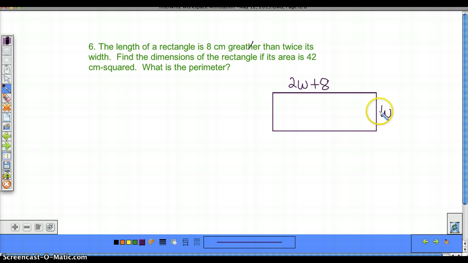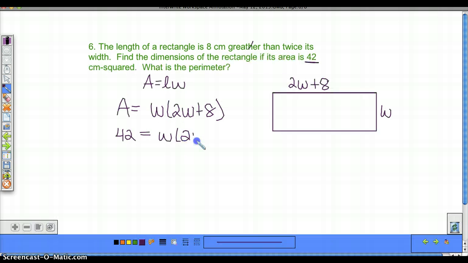So when we set up area, before we always set up our perimeter. So we labeled all the sides and added them all up. But area, if you remember, is just your length times your width. So I have this length times this width, which would be W times 2W plus 8. Now the area they gave me is 42. So we have 42 equals W times 2W plus 8. Just like on the one before, to set this up to solve, I'm going to distribute the W. So we have 42 equals 2W squared plus 8W.